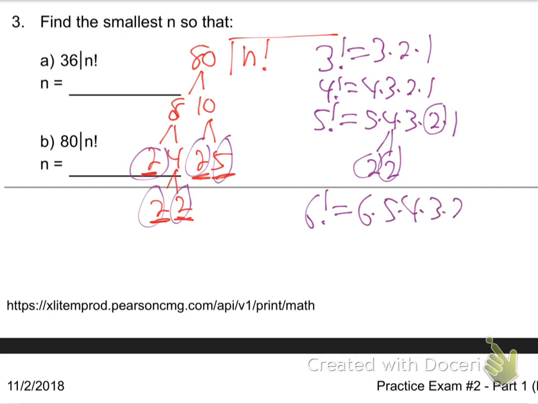6, 5, 4, 3, 2, 1. So now we got our 5. And do we have our 4 2s? Yeah, because 2 times 3, 4 is 2 times 2, and the plain 2. We have 4 2s and a 5. So the answer is 6 again. And that's how those work.